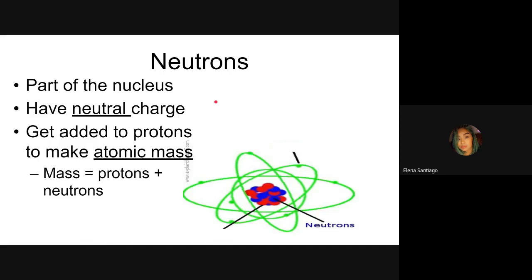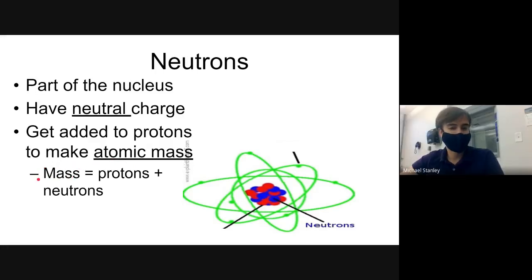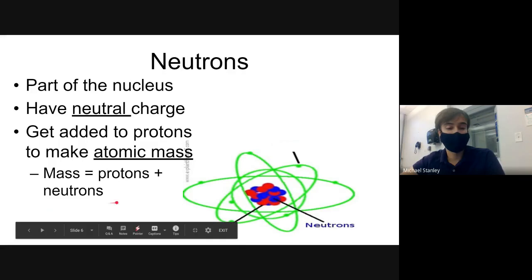You said to put protons and neutrons? Mm-hmm. Yeah. And that will give us the mass? Exactly. Okay. So yeah, the mass of the atom is the protons plus the neutrons.